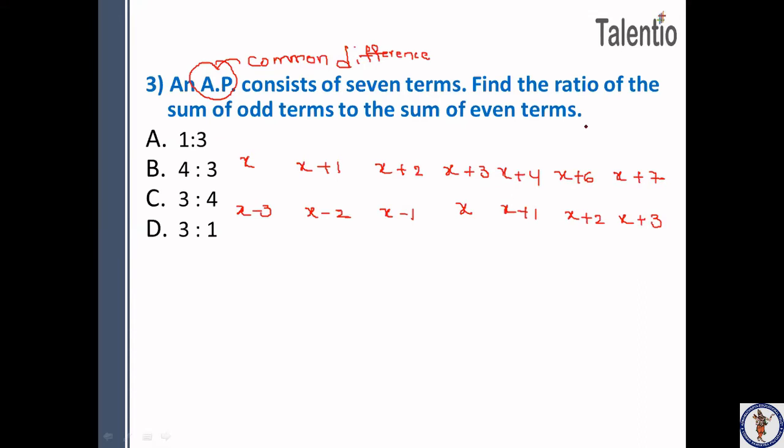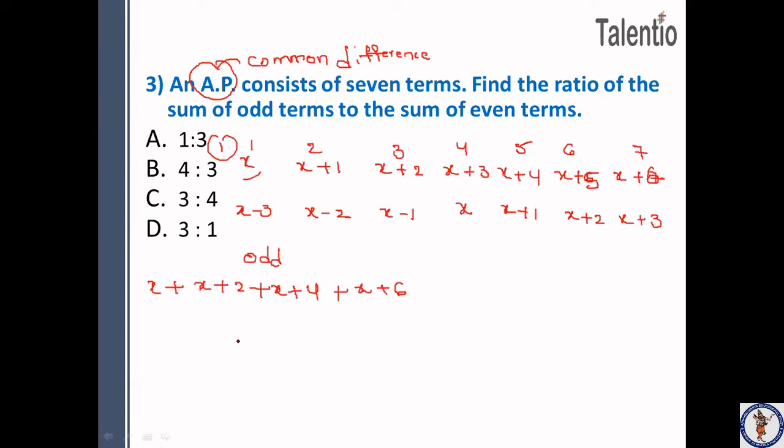They're asking the sum of the odd terms and the sum of the even terms. So odd terms: first one, second one, third term, fourth, fifth, sixth, and seventh. So sum of odd terms, x plus 2 plus x plus 4 plus x plus 6. Sorry, I missed here, it is 6. So what is the sum of odd terms? x plus x plus x plus x, 4x plus 6 plus 4, 10, 10 plus 2, 12.